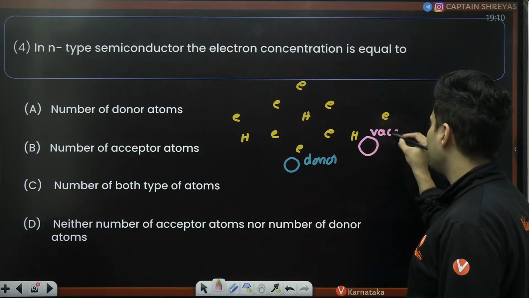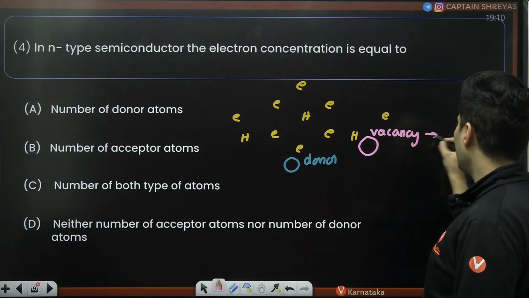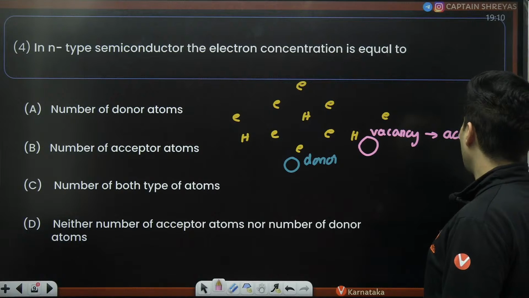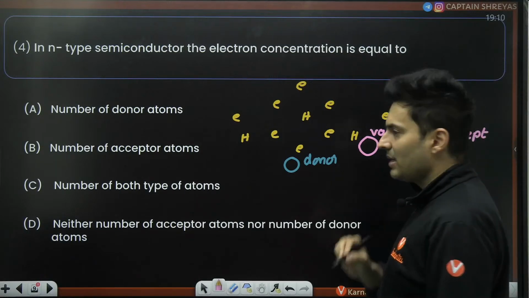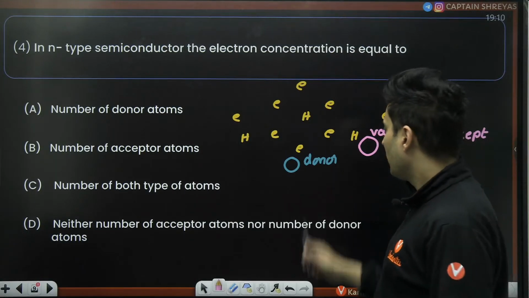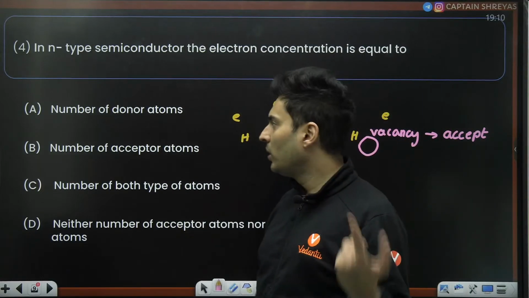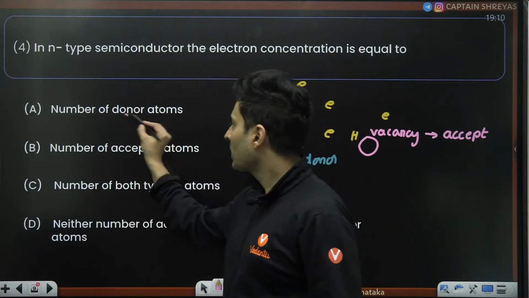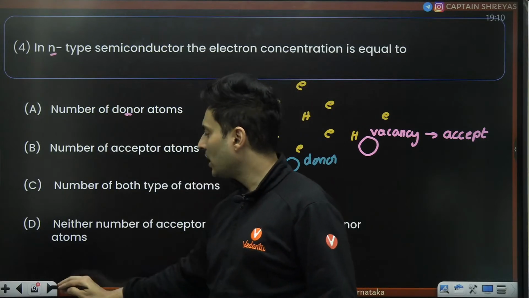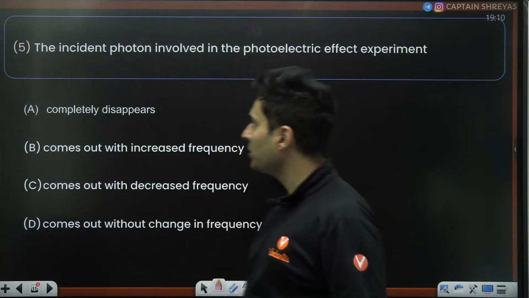Vacancy means they want to accept. So P type has vacancy, acceptor. A donor means electrons, that is N type. Understood? Donor, N. Okay, right. Moving on to the next question.